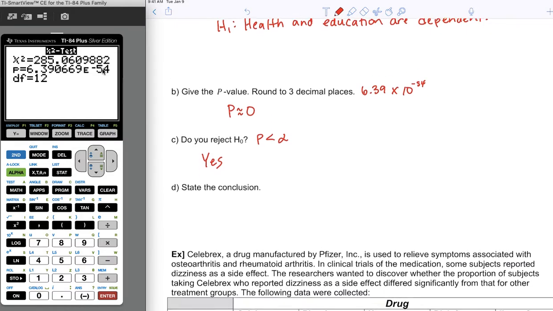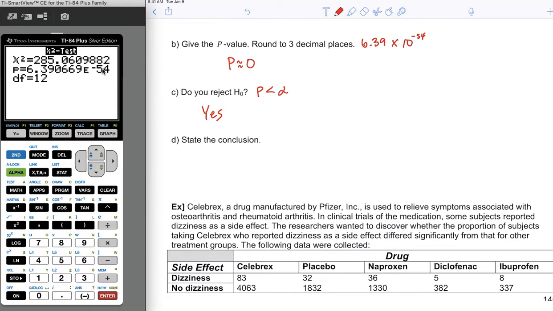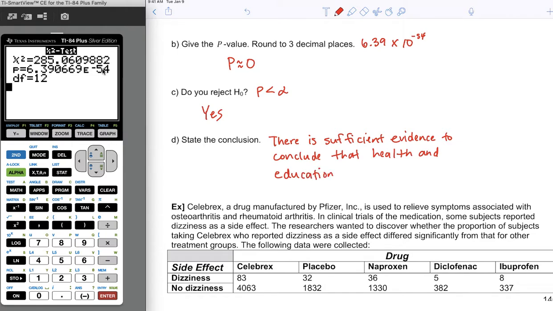So we can state our conclusion. There is sufficient evidence to conclude that health and education are dependent, are related, are associated, all are synonyms.